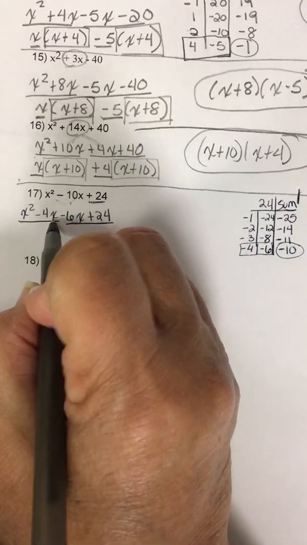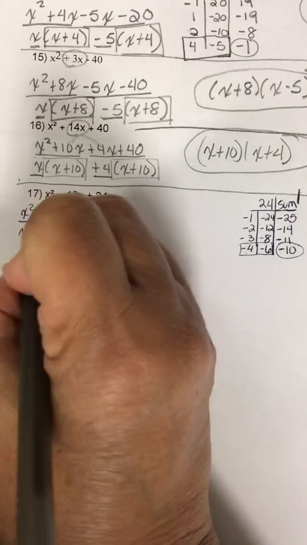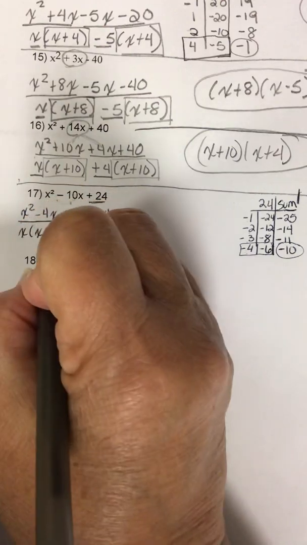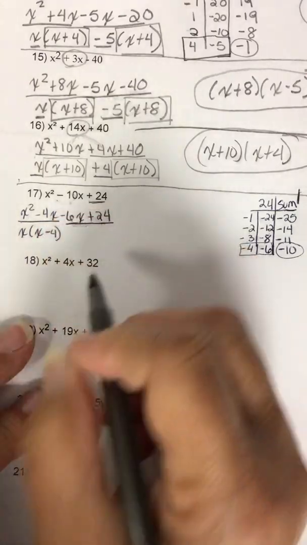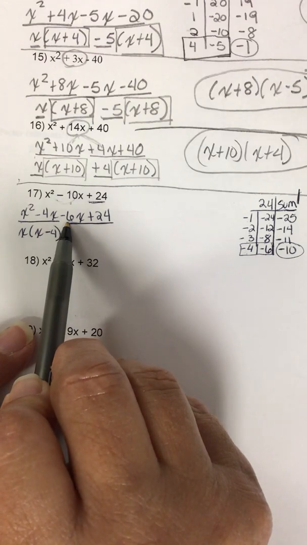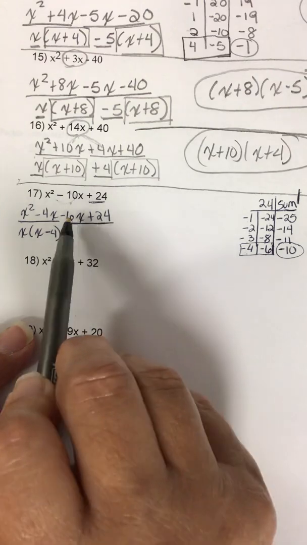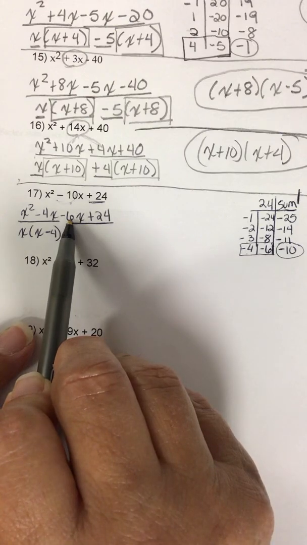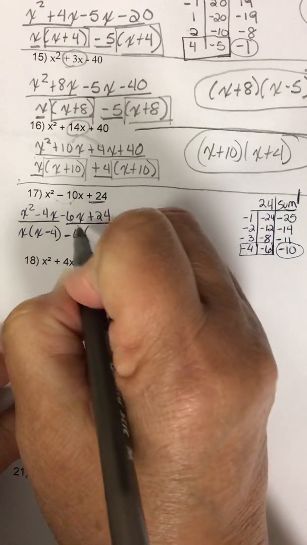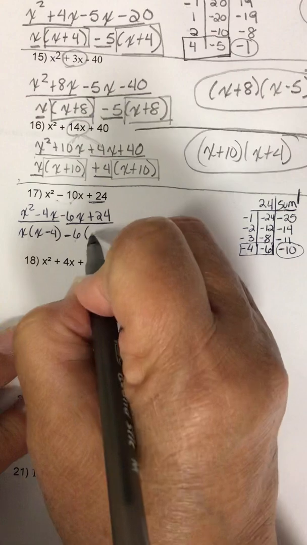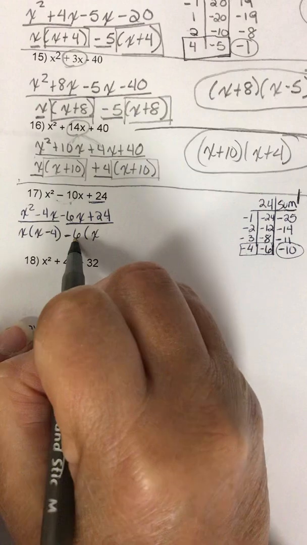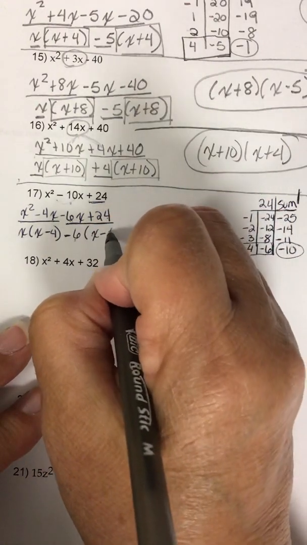This group has a common factor of x. X squared divided by x is x. Negative 4x divided by x would be negative 4. Now I'm going to pull out the negative that goes with this first term in this group. 24 will divide evenly by 6, so I'm going to pull out a negative 6. Negative 6x divided by negative 6 is x, and positive 24 divided by negative 6 is going to be negative 4.